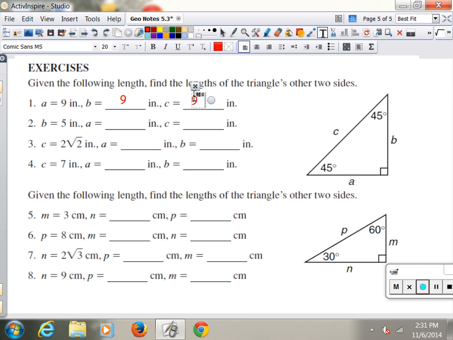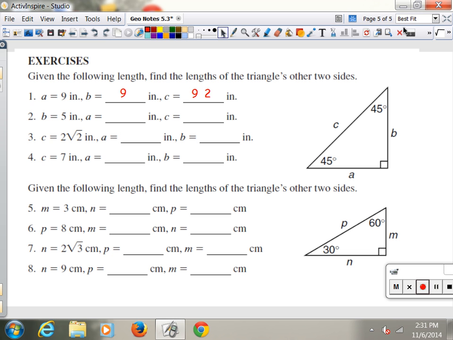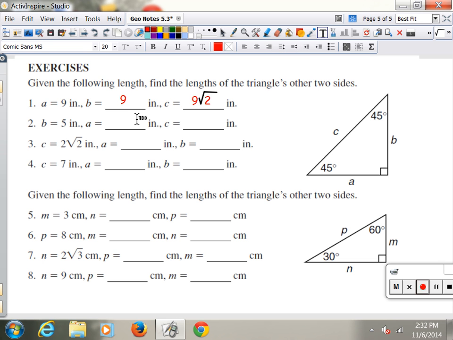9 radical 2. You just take the leg and times it by radical 2. So you're just going to get a 9 radical 2 for that one. Okay, now, you should look at it. I know that some of you just want to write it in to have it done. But you should really look at the triangle. You should notice that A and B are going to always be the same in this triangle because both angles are the same. So if one was 9, the other was 9. If this one's a 5, guess what the next one's got to be? 5, because A and B have to equal each other.